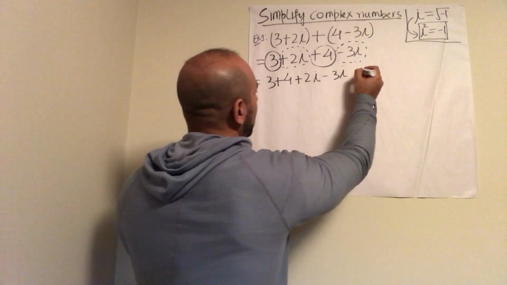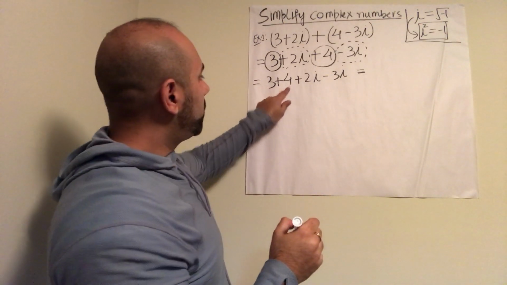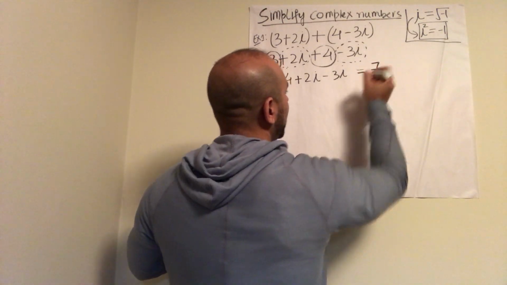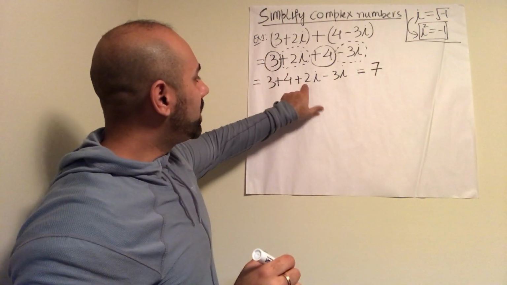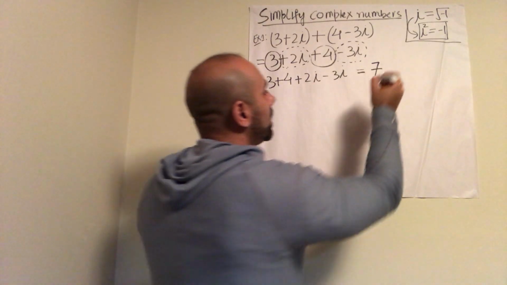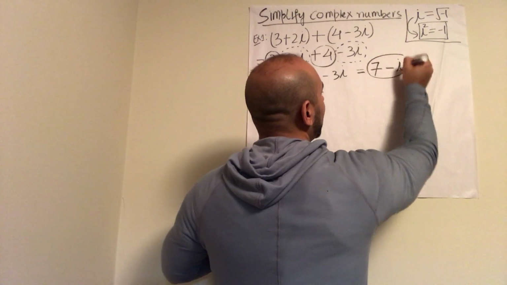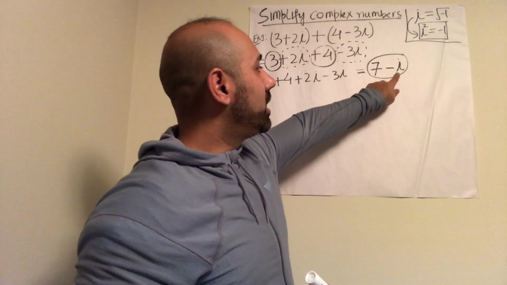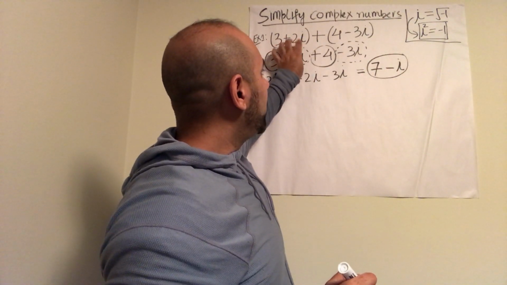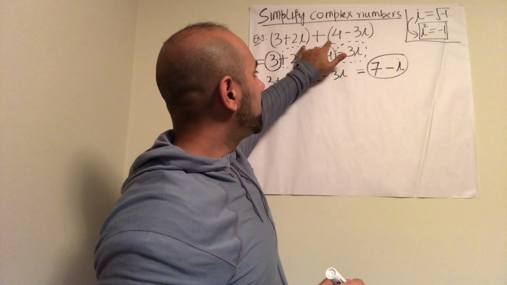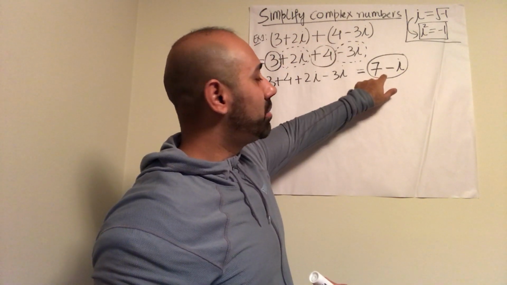Moving on, this equals 3 plus 4 is 7. That takes care of the real part, and then I have plus 2 minus 3, which is just minus 1i. We don't have to write 1, we can simply write i. So it's 7 minus i. From simplifying this sum of two complex numbers, we finally have a complex number.